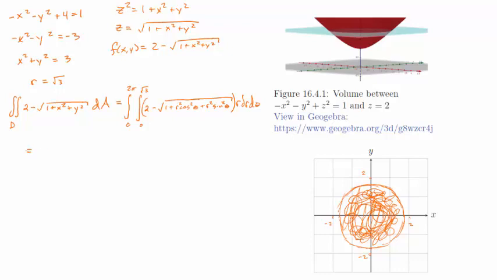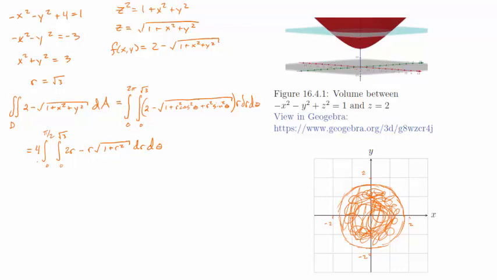So now we can start simplifying this. We have the integral from 0 to 2 pi. You guys want to do this using symmetry? We can see that this is a symmetrical figure. So let's do 4 times the integral from 0 to pi over 2. Should give us the same thing. And then we have the integral from 0 to the square root of 3. We'll have 2r minus r times the square root of 1 plus r squared, dr d theta.